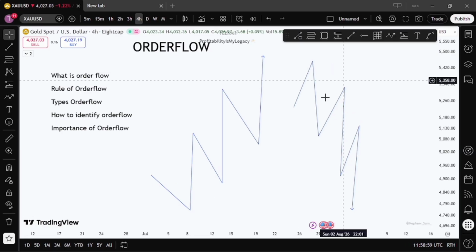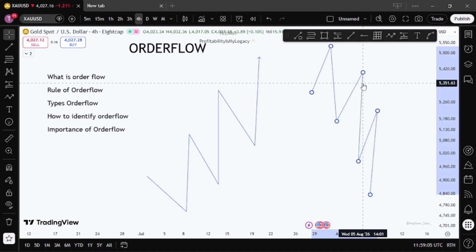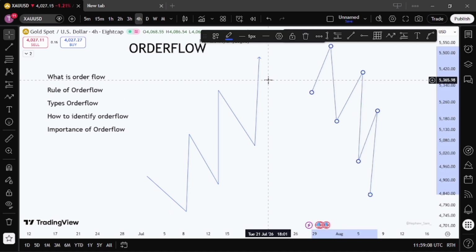So when we say something like this, for the internal, we said that two break of structures have to be taken out. In the lower time frame, we need to have the first break of structure.